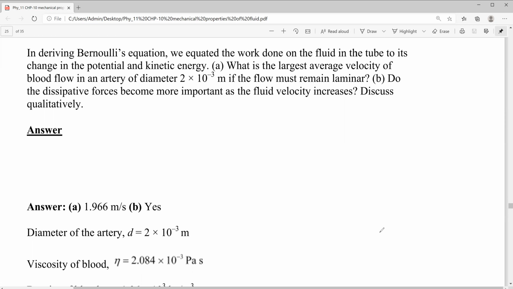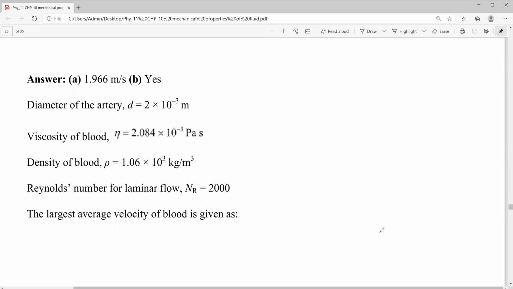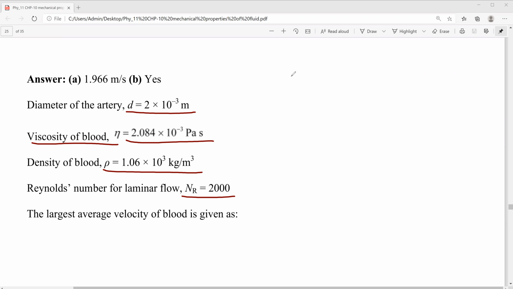For this, what they have given is the diameter. Diameter of the artery D is equal to 2 into 10 to the power of minus 3. Viscosity of the blood eta is equal to 2.084. Density of the blood rho is equal to 1.06 into 10 to the power of 3 kg per meter cube. And Reynolds number NR is equal to 2000. Therefore, the largest average velocity of the blood is given by the formula.